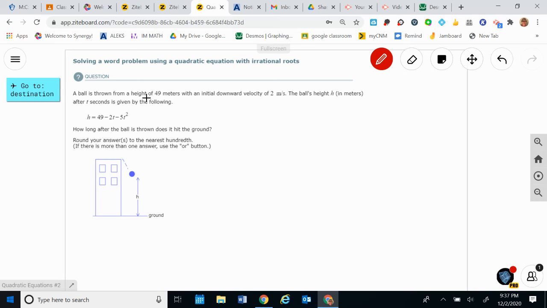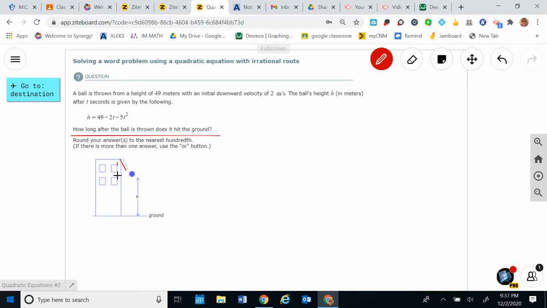So it says a ball is thrown from a height of 49 meters with an initial downward velocity of 2 meters per second. The ball's height h is given after t seconds. That's just telling you that's what this equation is, it doesn't matter. Here's your question. How long after the ball is thrown does it hit the ground?